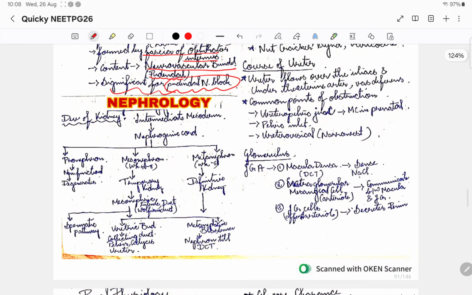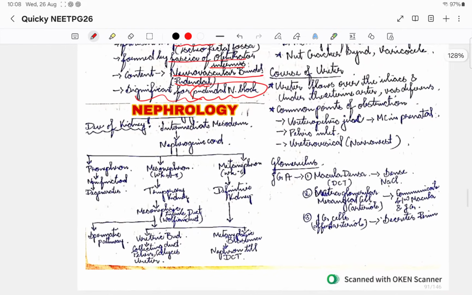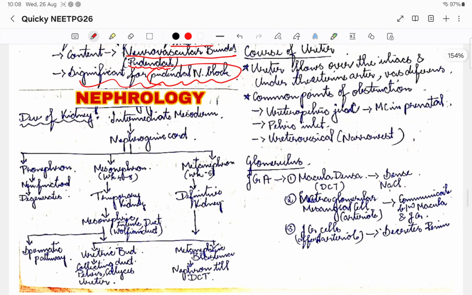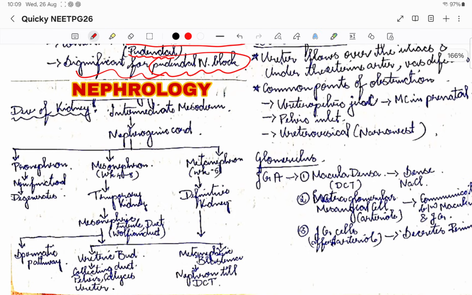Now coming to the specifics of nephrology. We'll deal with nephrology and urology here, and then we'll go on to obstetrics and gynecology. In this chapter we'll cover nephrology and urology. To begin with, we'll deal with the embryology first, that is the development of the kidney. We had discussed that mesoderm has three different regions: paraxial, intermediate and lateral plate mesoderm. It is the intermediate mesoderm through which the kidney develops.